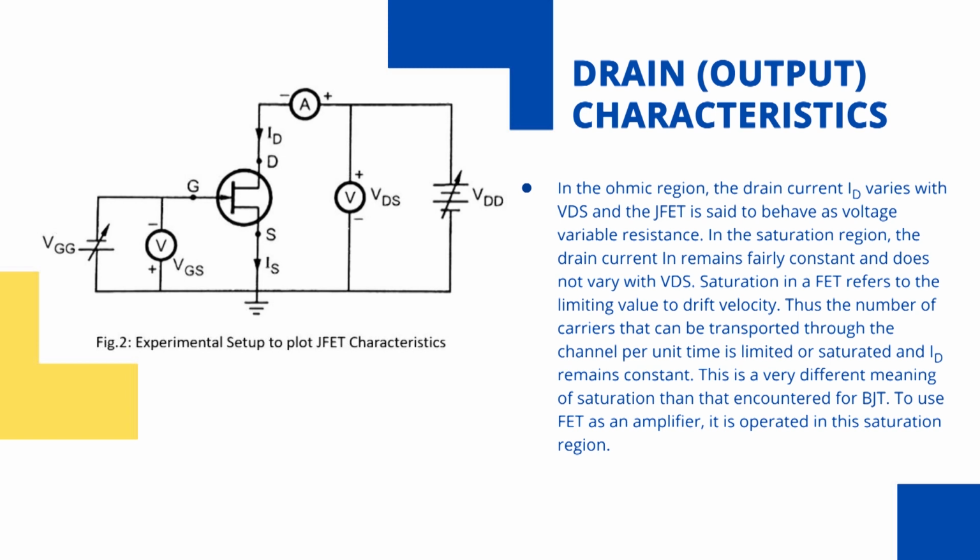Saturation in a FET refers to the limiting value of drift velocity. Thus, the number of carriers that can be transported through the channel per unit time is limited or saturated and ID remains constant. It is a very different meaning of saturation than that encountered in the BJT. To use a FET as an amplifier, it is operated in this saturation region.